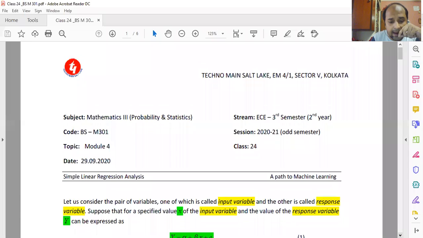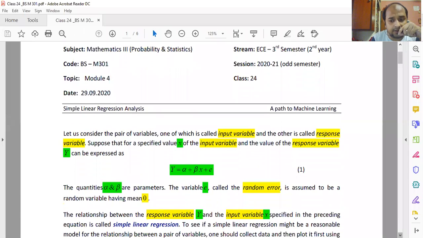Okay, and we are considering an equation of the form like this: y equal to alpha plus beta x plus e. We name this equation as equation 1, where alpha and beta are parameters. Let us put my cursor on the term e like this. Suppose the term e is not there. How does this equation look? y equal to alpha plus beta x. It is just like the equation y equal to mx plus c. So any of us can say that this equation 1, or y equal to alpha plus beta x, is the equation of a straight line.